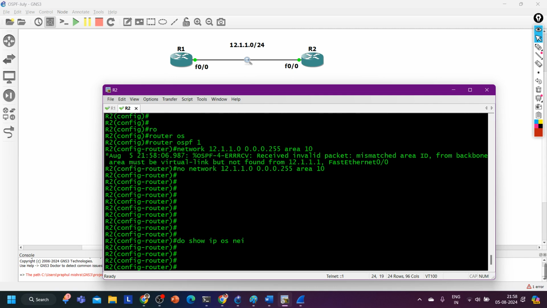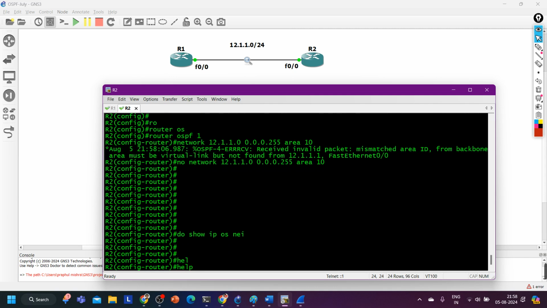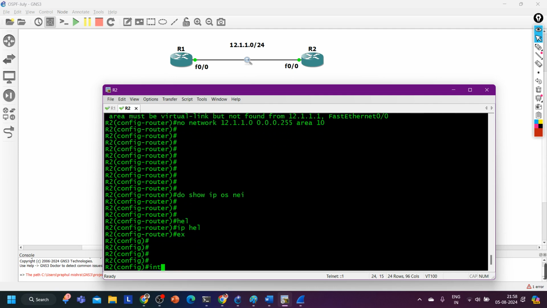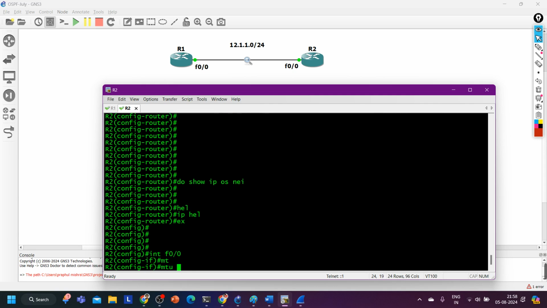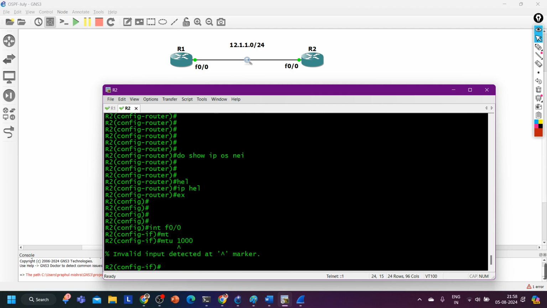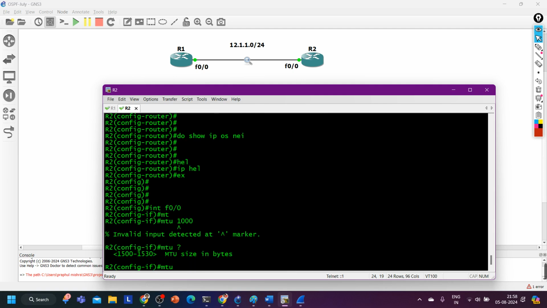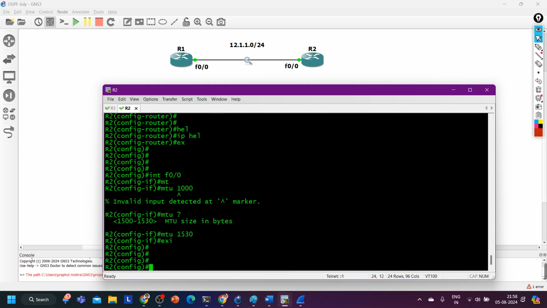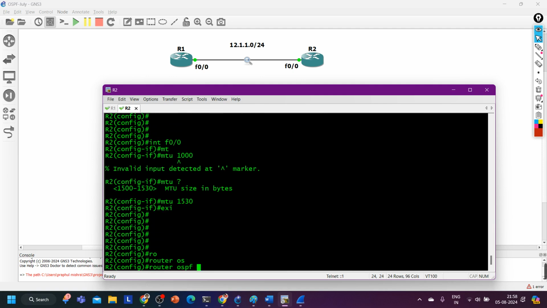Now I am going to change, let's say, hello time. So here say IP, command to change hello time. Okay, let me do one thing. Let me change the MTU on interface F0/0. MTU is also one parameter. So say MTU, and then we can say minimum 1500. So let's say 1530 bytes. Now I have changed the MTU, and let me enable OSPF on F0/0.